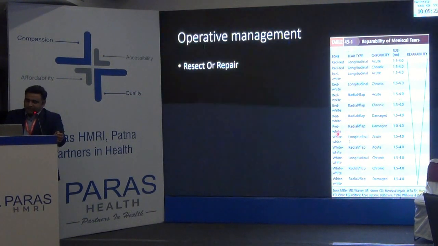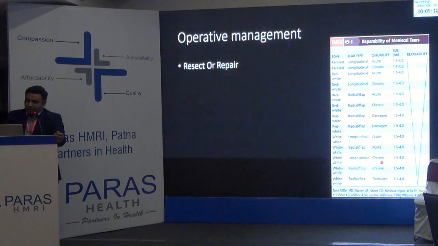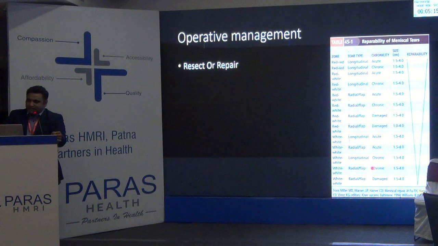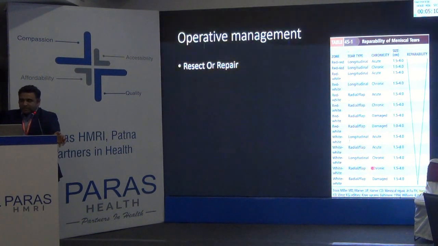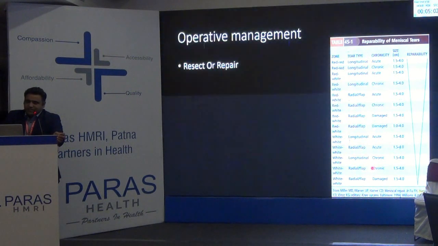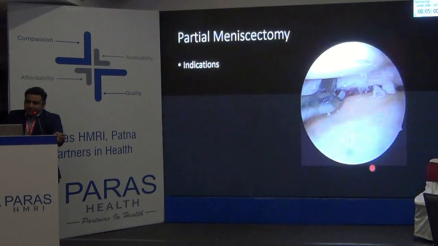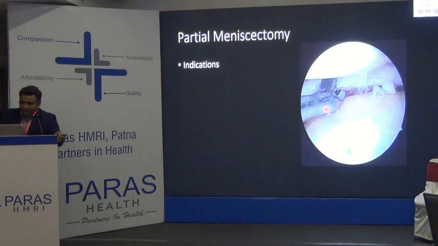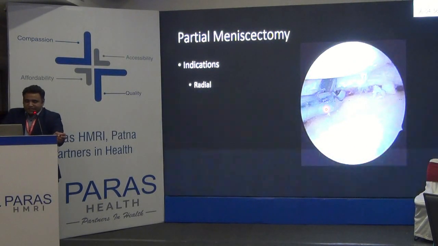But as we progress towards the white zone and then radial flap or chronic types of tears, usually we tend to do resection for that. So a longitudinal red zone tear, even though it is acute or even chronic, within less than 4 centimeters of tear dimension, can be very well repaired. I am not going to go into the surgical procedure, already discussed earlier.